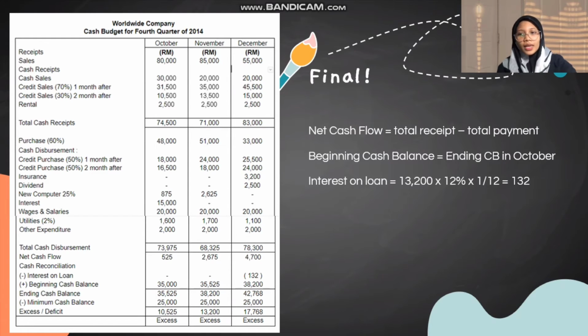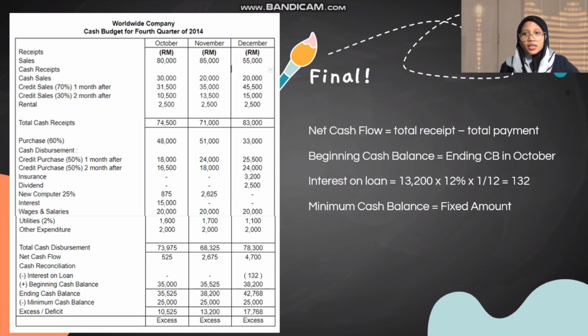and I get 42,768. And for the minimum cash balance, we're going to look at the assets or the deficit. So ending cash balance minus the minimum cash balance. For October, I get 10,525. November is 30,200, and for December I get 17,768. So the final answer for these 3 months: October is excess, November excess, and December excess.